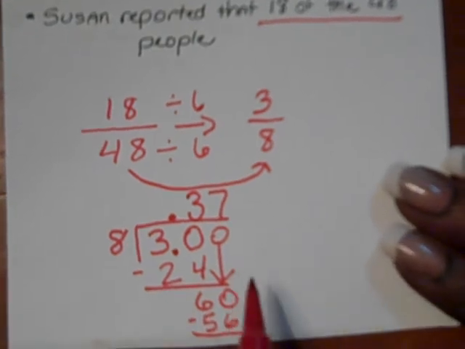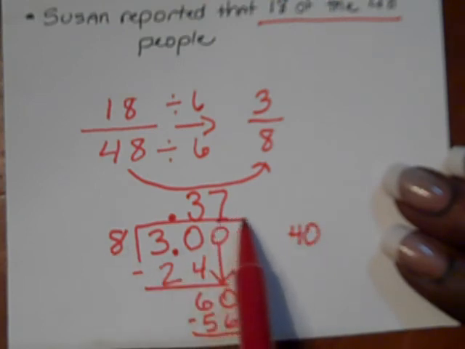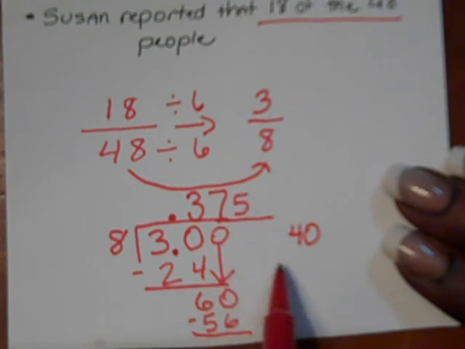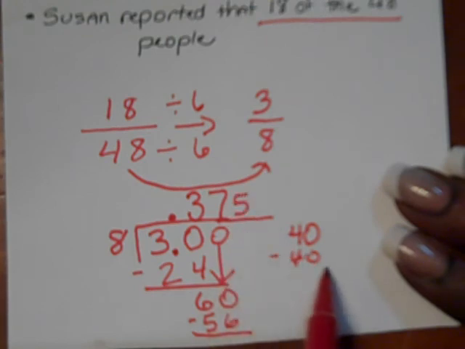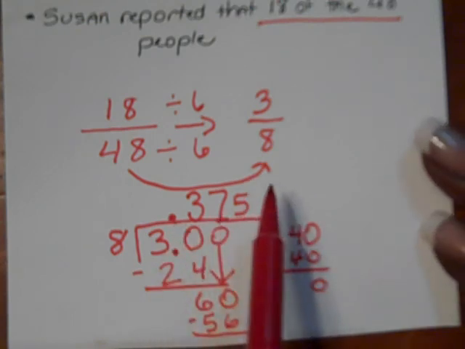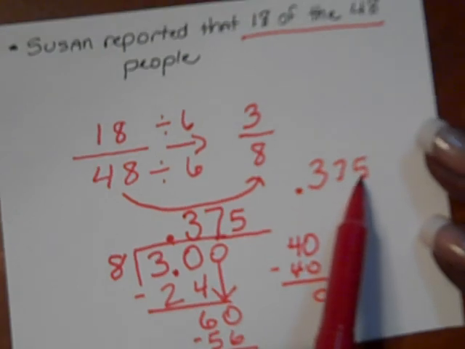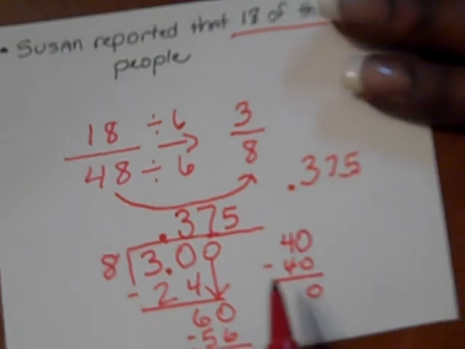So I'm running out of room, so I'll just bring it over here with a 4. And I would add a 0 and bring it down. And 8 goes into 40 about 5 times evenly. So I'm left with the decimal 0.375. And we just talked about how to change decimals to percents.